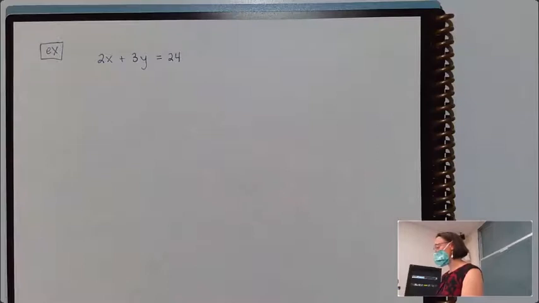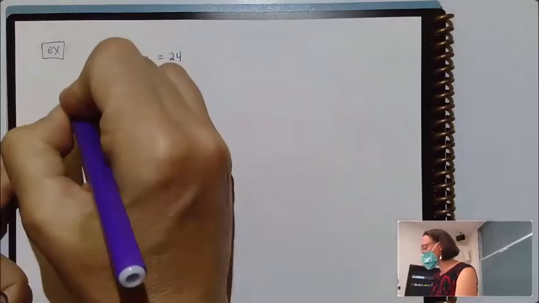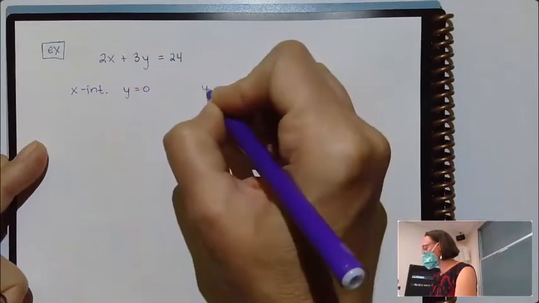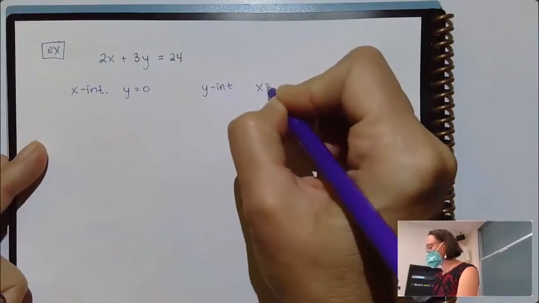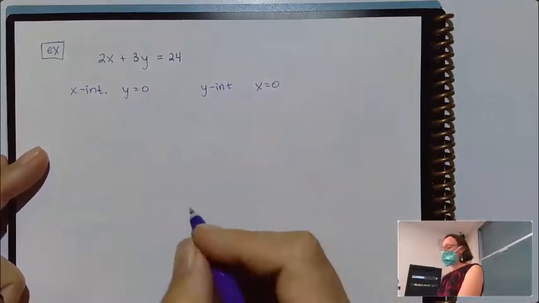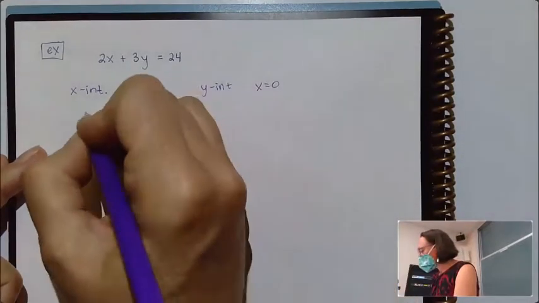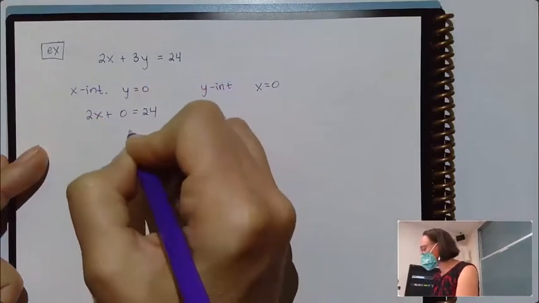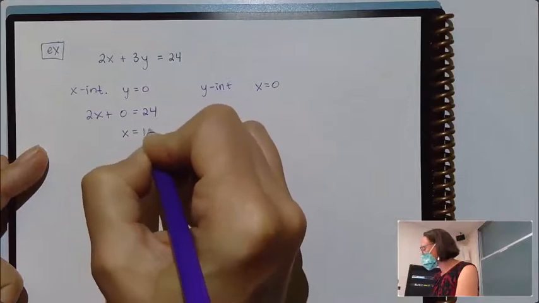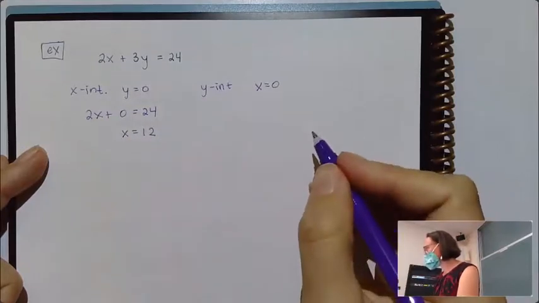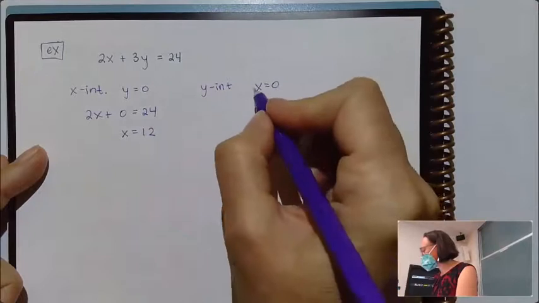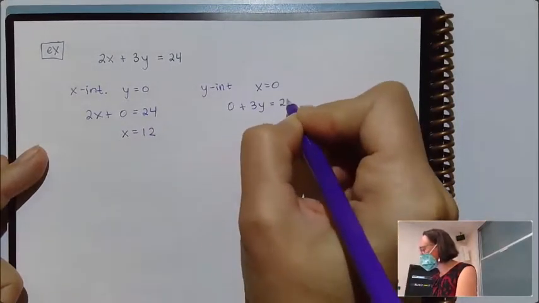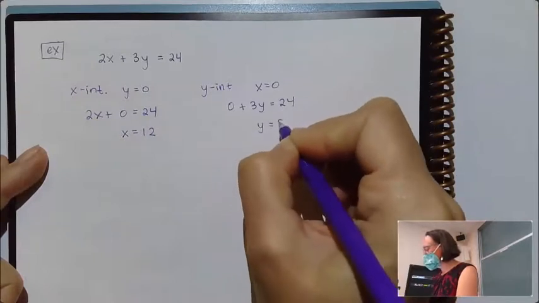Same process I'm going to do as the other problems. To find that X intercept, I'm setting Y equal to 0. And to find the Y intercept, I'm setting X equal to 0. Well, if I set Y equal to 0, I'll have 2x plus 0 is equal to 24, which must mean X is equal to 12. I made the numbers nice this time. And if I set X equal to 0, I'll have 0 plus 3y is equal to 24, which means Y is equal to 8.